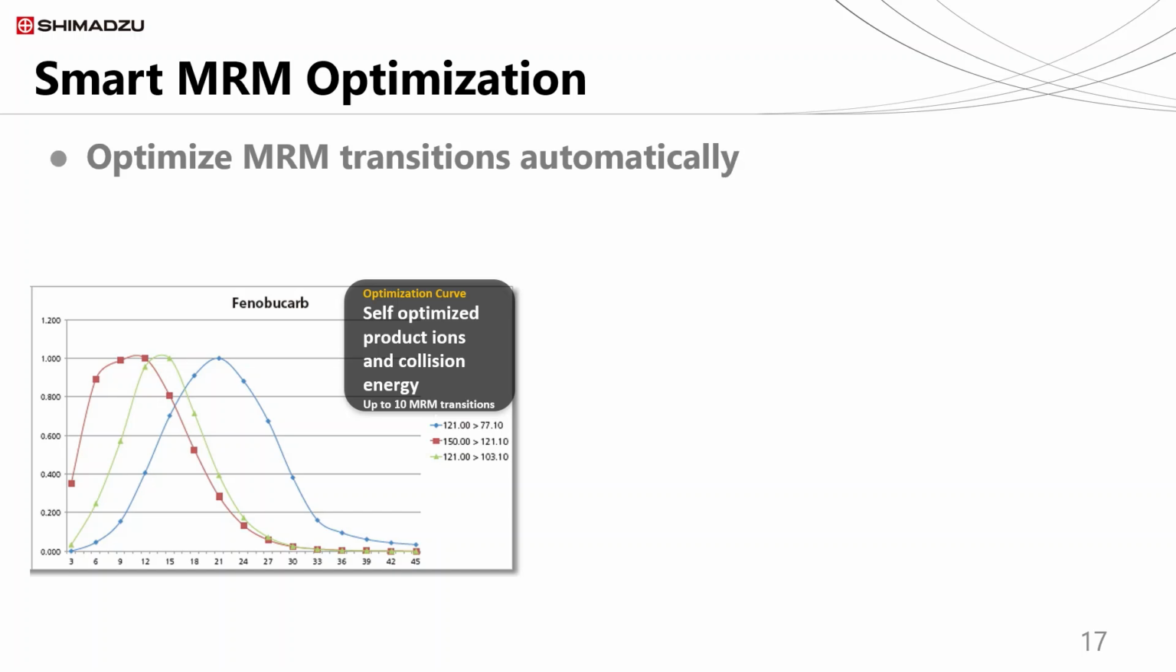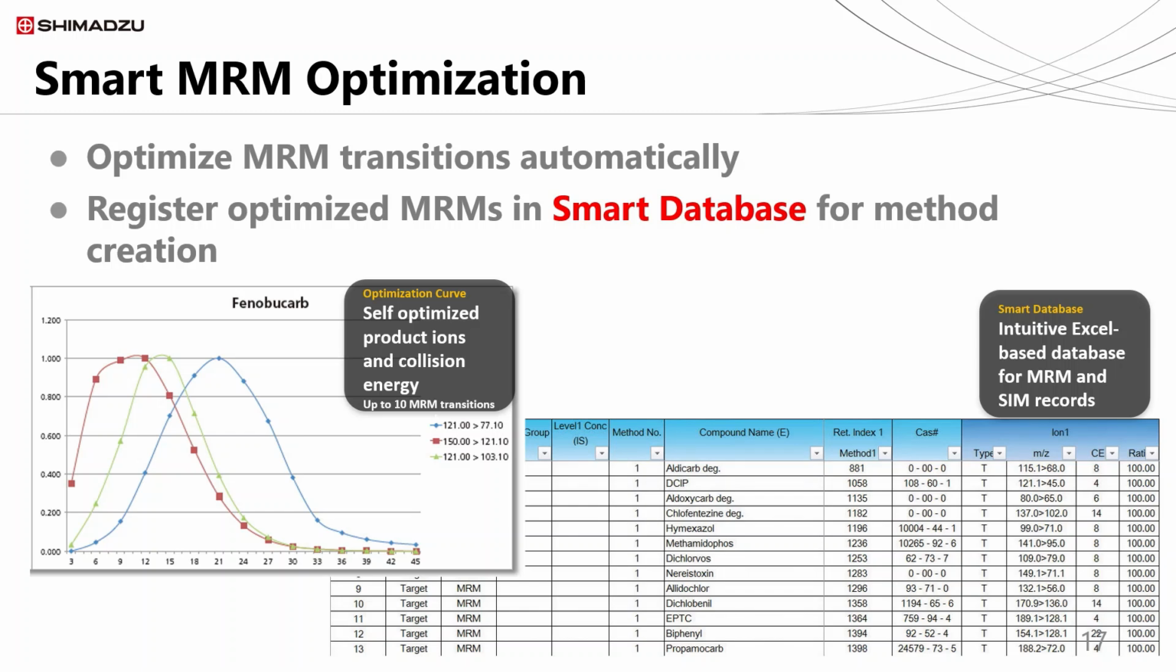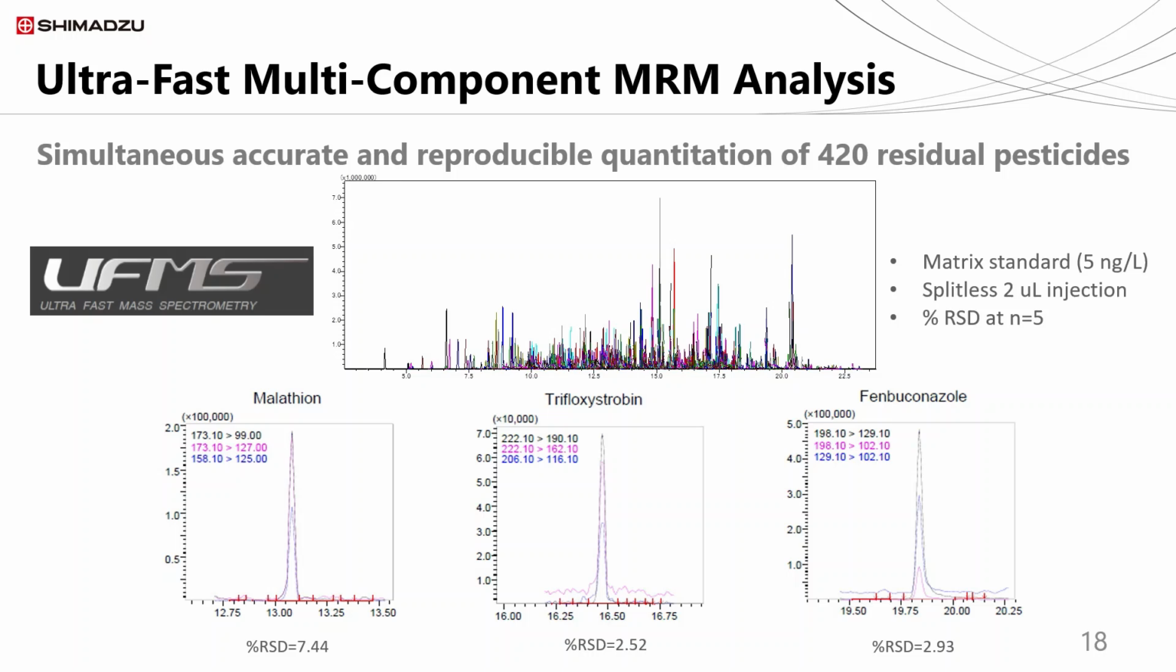Well, so far we have discussed the pesticides present in the database, but now we'll see what if the analyte is not there in database. In that case, smart optimization tool will help to optimize MRM transitions automatically and store in the smart database for MRM method creation. Now, you can register up to 10 MRM transitions in the database. For most of the cases, definitely you don't need that many. But for complex matrices like spices, additional MRM can provide option in terms of selectivity. After sample preparation and method creation, next step is data acquisition.